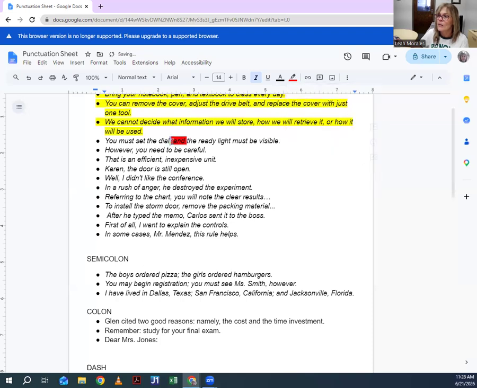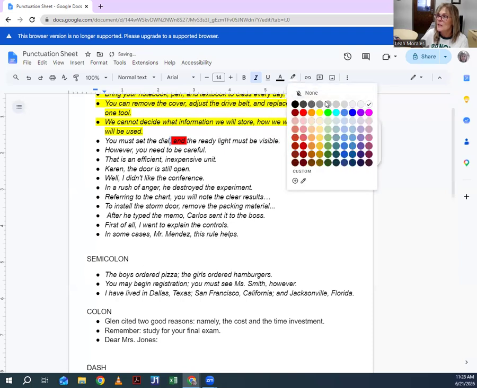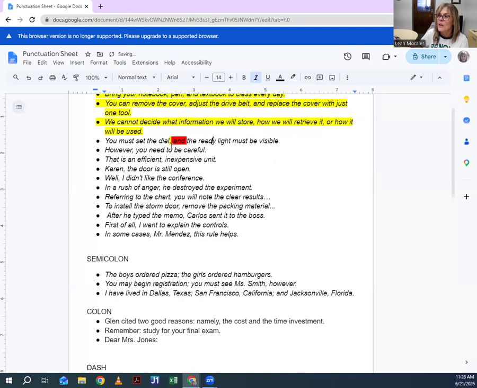Hold on. I did that strange thing I do where I'm changing the text instead of the highlight. There we go. The ready light must be available. So you see here you have two independent clauses joined by a conjunction. When you see that situation, you need a comma before your conjunction, okay?